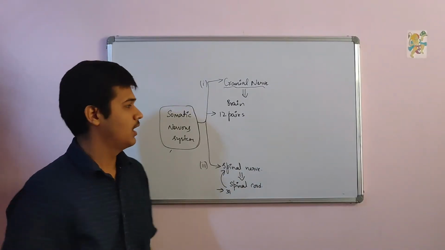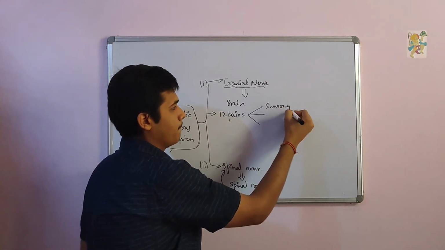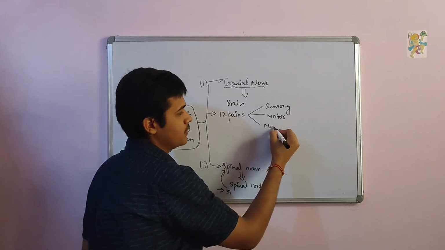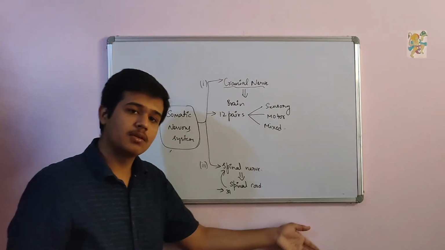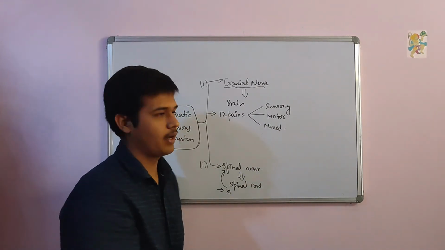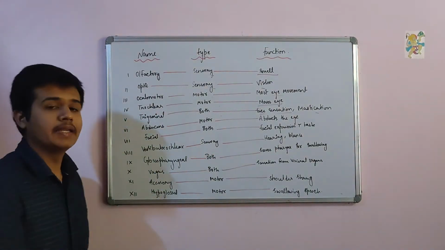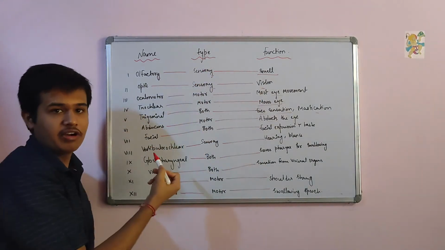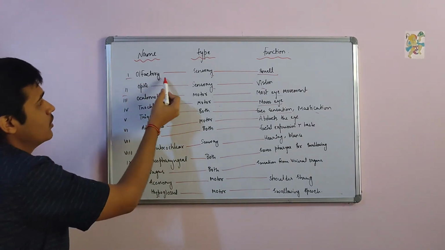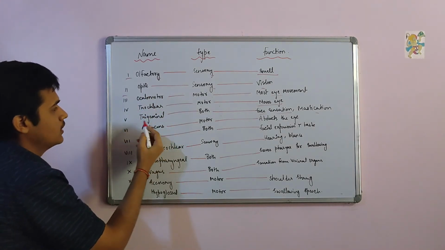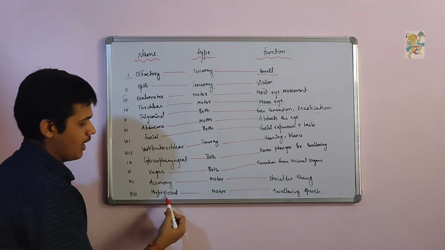These 12 pairs of cranial nerves are further divided into three types of category: sensory nerves, motor nerves and mixed nerves. Sensory nerves are involved in our senses, and motor nerves control our muscle movements. Mixed nerves carry out function of both sensory and motor. Okay, so let's see these 12 pairs of cranial nerves. I have written all these cranial nerves in the form of a flowchart, with their name, type and function. Cranial nerves are always denoted in Roman numbers. Starting from the first nerve: olfactory, optic, oculomotor, trochlear, trigeminal, abducens, facial, vestibulocochlear, glossopharyngeal, vagus, accessory and hypoglossal.